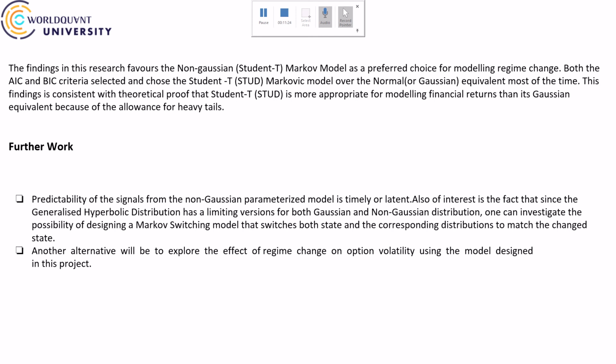So here is a summary of our result. We discussed the results and found proof that the student T Markov switching model performed better than the Gaussian or normal Markov switching model.